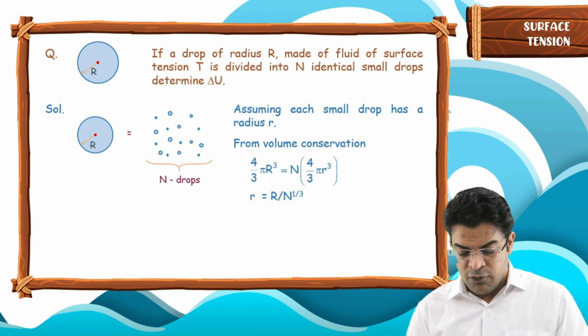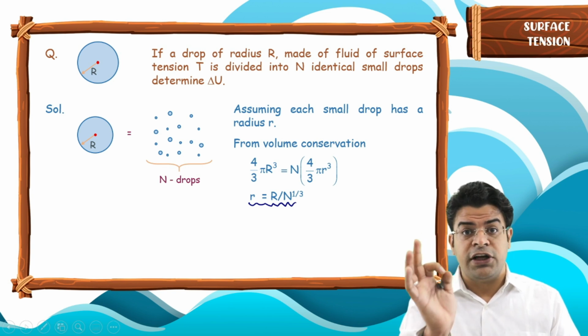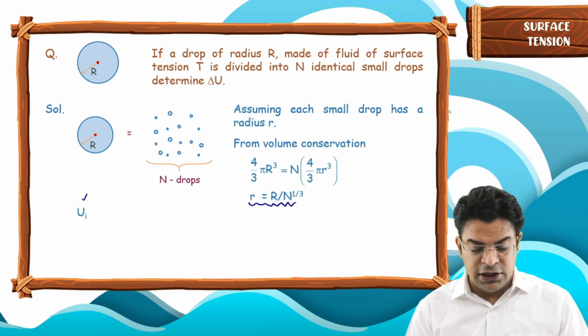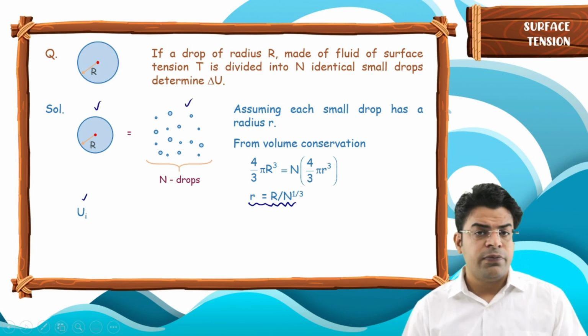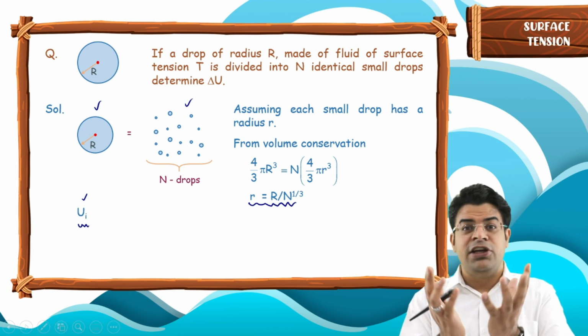Now once this is established, our mission is to find the change in surface potential energy, right? So you will say the change in surface potential energy has to be final minus initial. You can write the initial surface potential energy as surface tension times initial surface area.